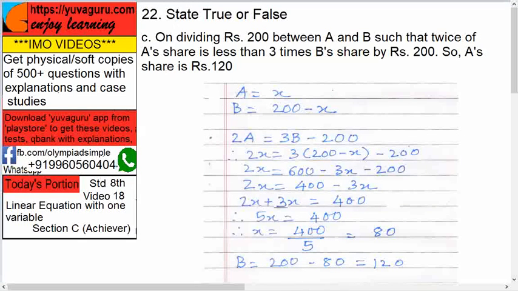So what do we want? A share is 80. And what is given? A share is 120. So that is false, because B share is actually 120. 200 minus 80 equals 120. So this statement is false.